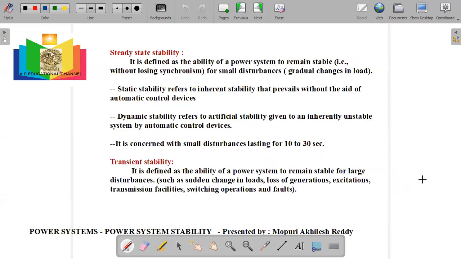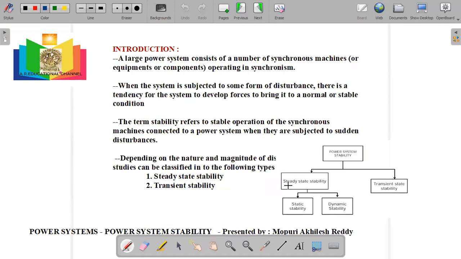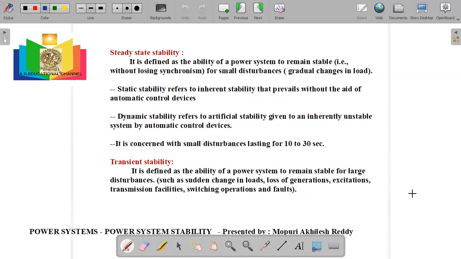Steady state stability is the ability of the power system to remain stable, that is, without losing the synchronism for small disturbances. In steady state stability, we have two types: static stability and dynamic stability, as I have shown here. This is the steady state stability. It is classified into static stability and dynamic stability. And another classification is transient stability. The steady state stability is actually the ability of the power system to remain stable without losing synchronism for small disturbances.